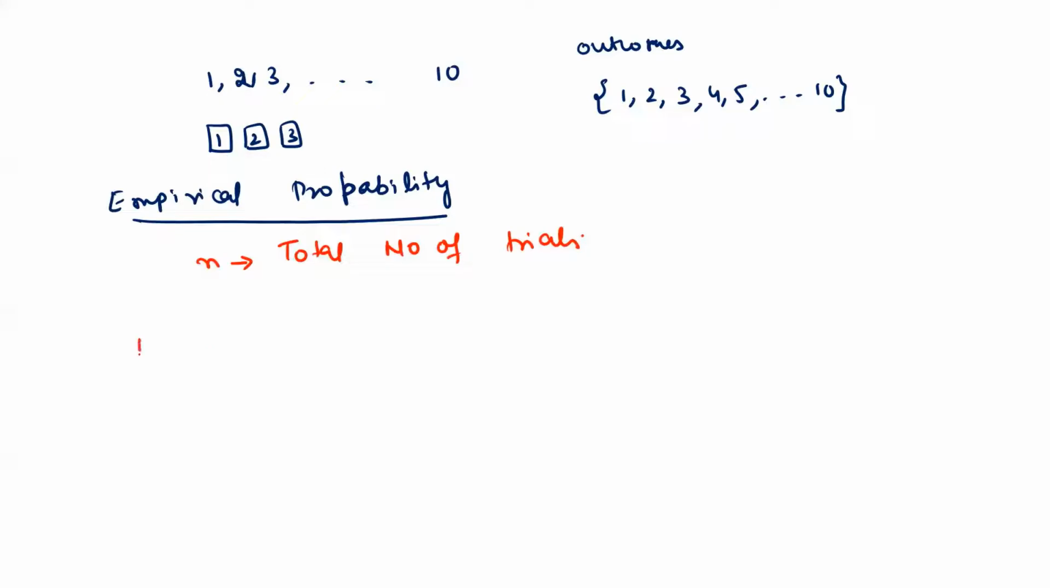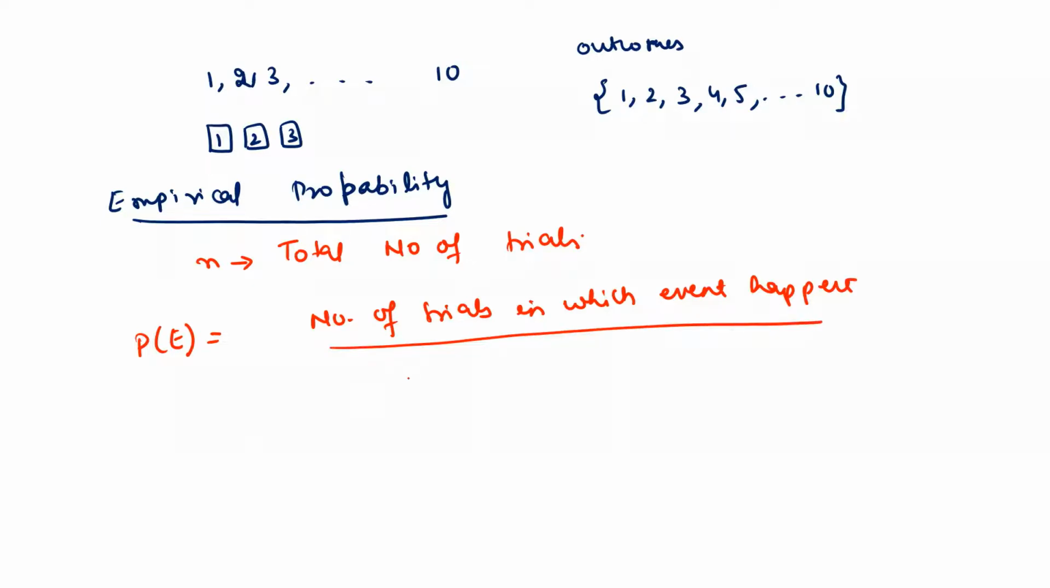The empirical probability of an event happening is given by the number of trials in which the event happened divided by the total number of trials. Just write down this. This year, it is mainly on empirical probability. Next year, you have experimental probability. So you should not forget if I'm talking about probability next year. So just write down this.